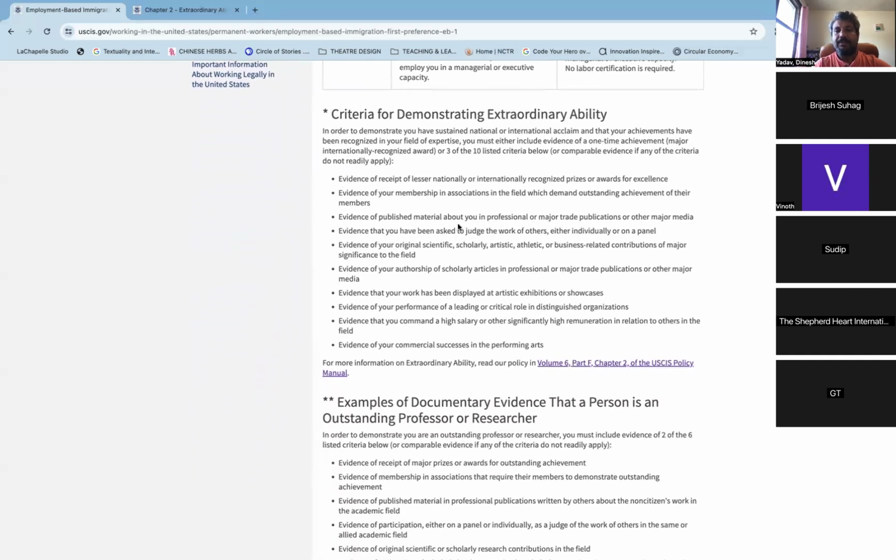So if you look up here, in order to demonstrate you have sustained national or international acclaim. So I want to just explain what sustained means.